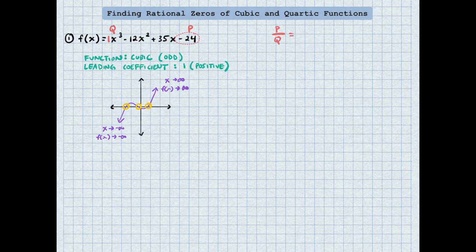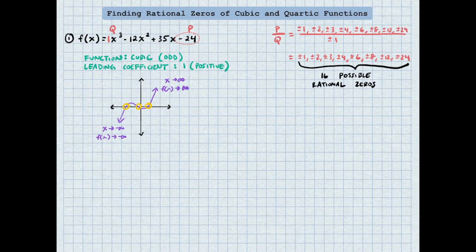Here are the factors of p. And here are the factors of q. Listing out all the unique ratios, we have: if there are going to be any rational zeros for this cubic function, it has to be on this list.